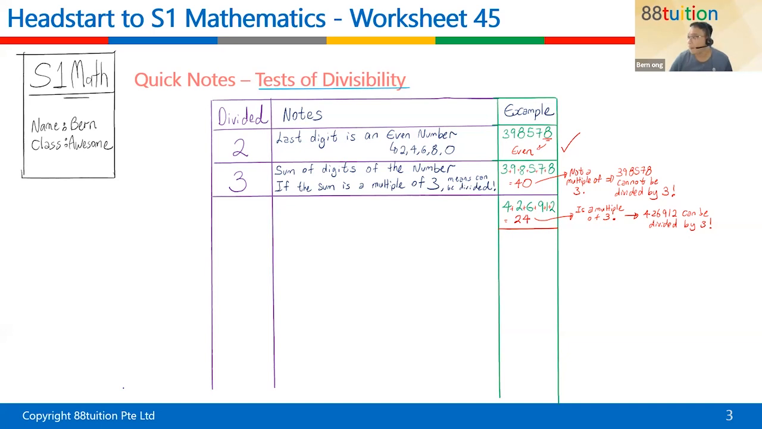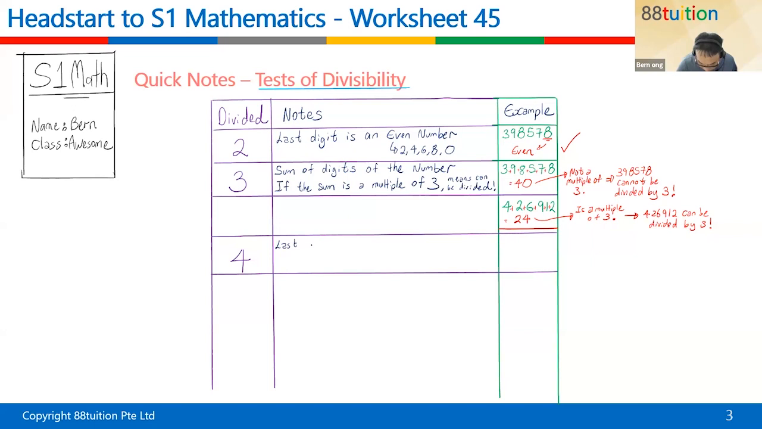Okay, next. Let's try a few more. Can the number be divided by 4, for example? How do you determine if a number can be divided by 4? For this one, you have to look at the last 2 digits. The last 2 digits must be divisible by 4.